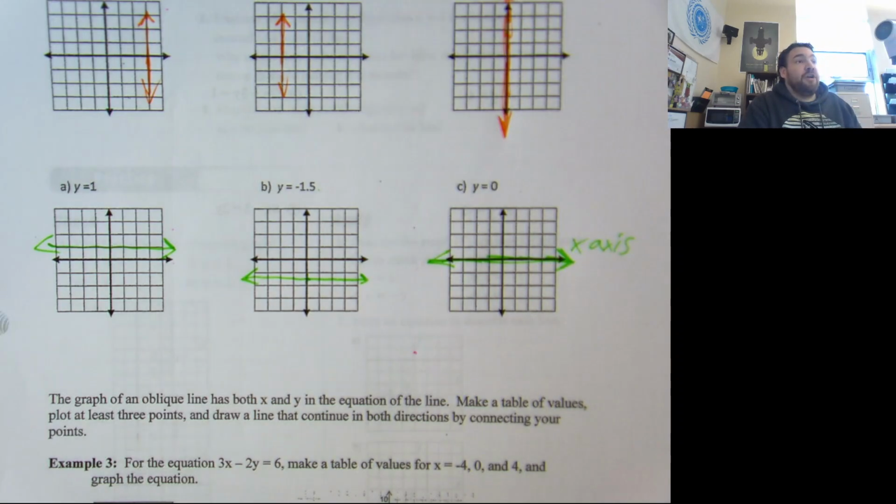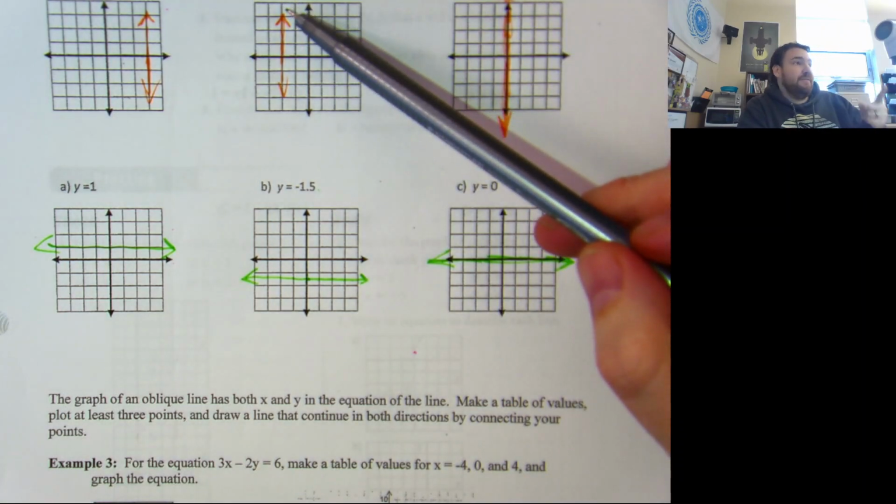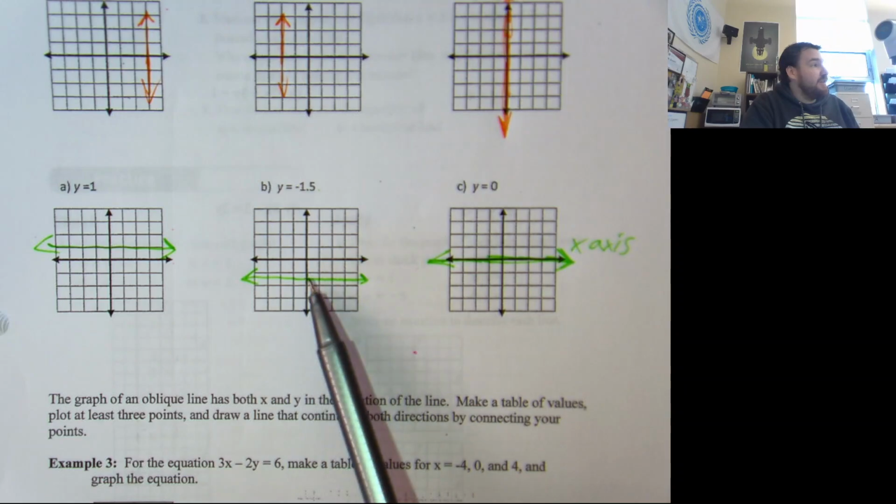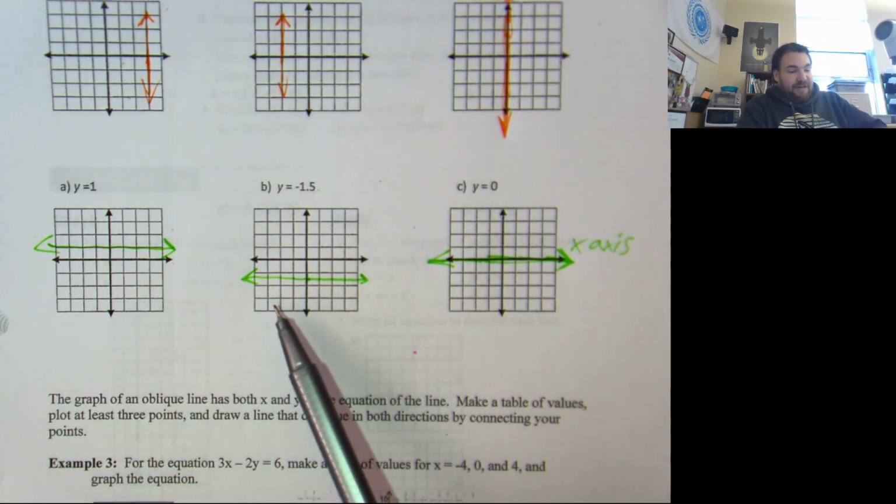So the vertical and horizontal, again, not difficult, but you have to make sure you keep it straight. If an x value is locked, that means y can be whatever, it goes up and down. If a y value is locked, that means x can be whatever, it goes left and right.